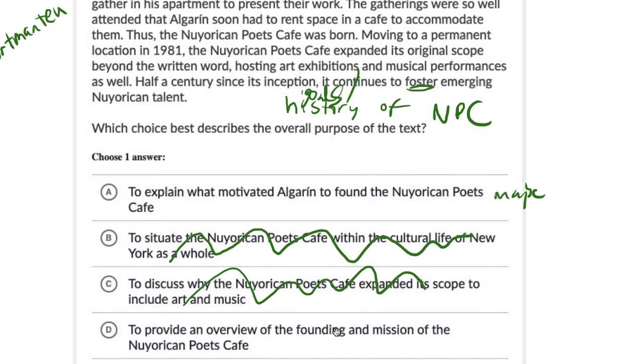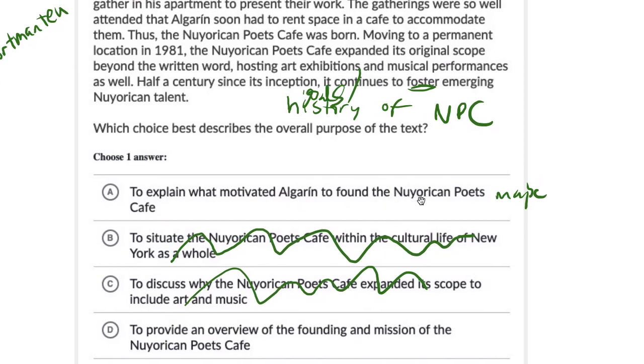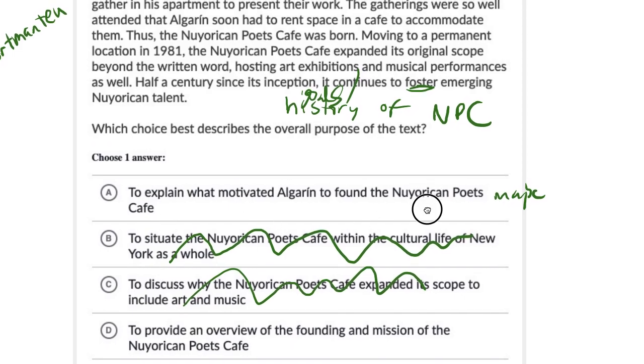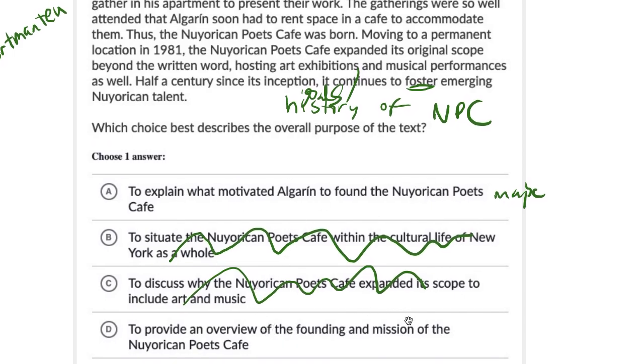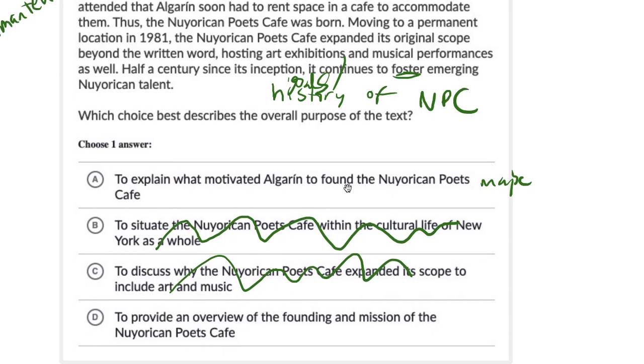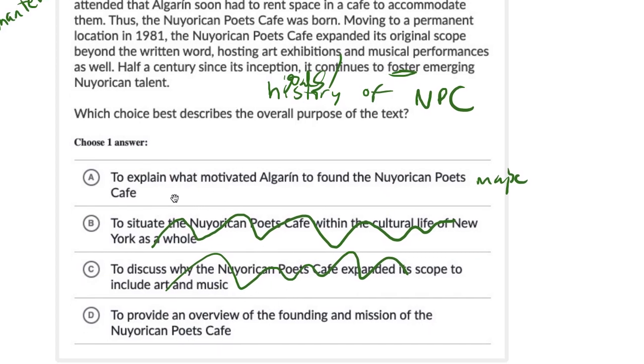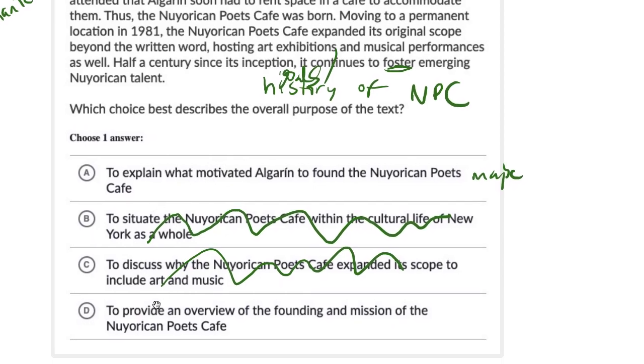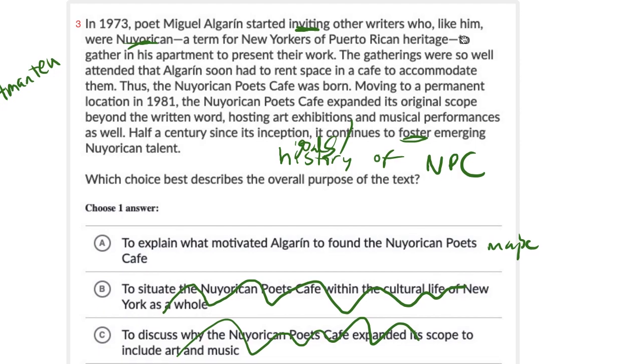Okay, so A versus D. The founding of the Nuyorican Poets Cafe. They're kind of similar. That means we need to focus on the parts of them that are different, to explain what motivated as opposed to providing an overview. Well, I think this is more of an overview, because if we look at the last couple of sentences, the last three sentences do not even mention him. The first two sentences do, but the last three don't.